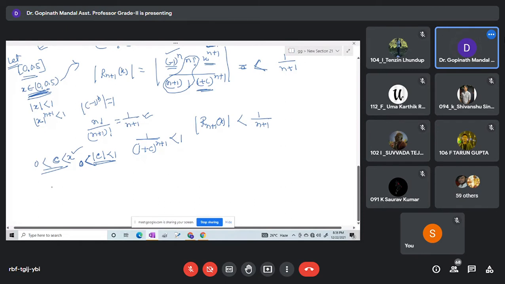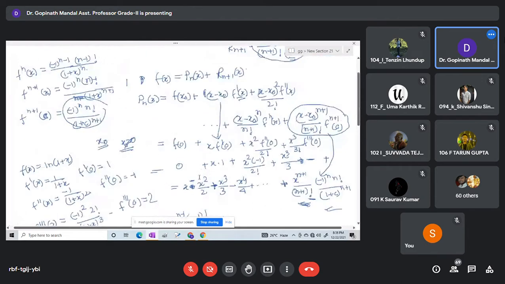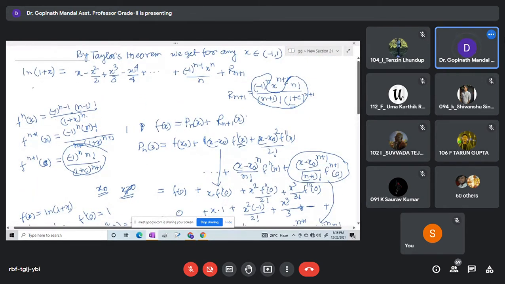Now if we take n tends to infinity, then the limit of R(n plus 1) of x as n tends to infinity tends to what? It tends to 0. That means this is our Taylor's theorem, Taylor's expansion.